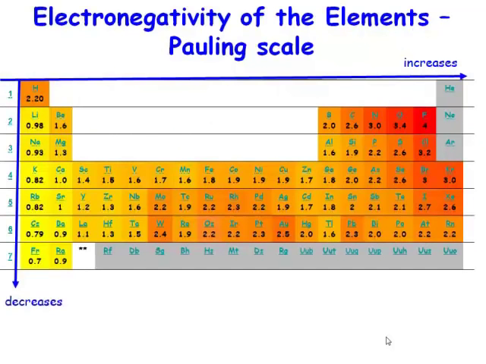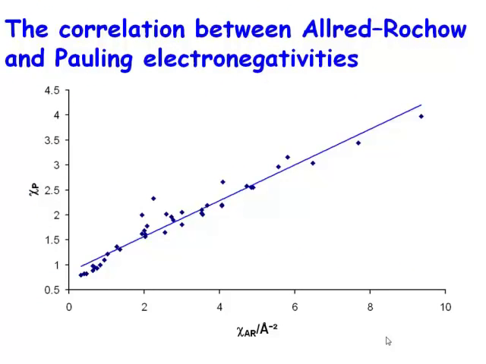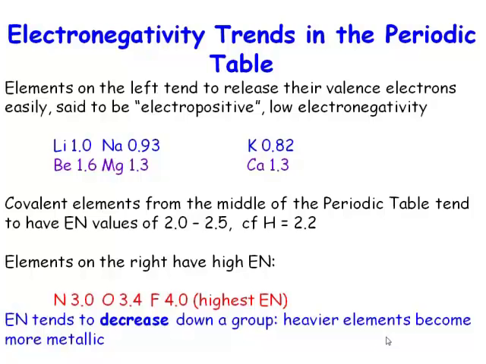If you do hundreds and hundreds of calculations based on bond dissociation energies, then that is the table of values that you arrive at. Electronegativity is not a perfect concept. It's not a directly measurable value with an absolute solution. But you can get trends in these things and you can use that information very usefully to predict all sorts of things about your molecules.